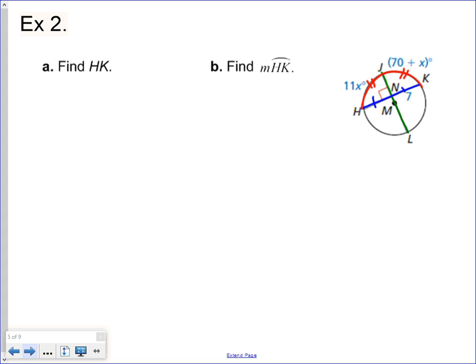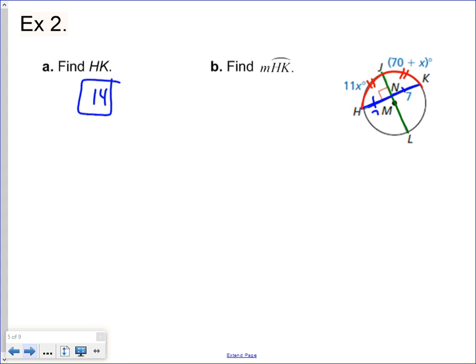First problem says find HK. Who can raise their hand? Cassie, can you get off your phone? That would be helpful. Thank you. Find the length of HK. Who can raise their hand and tell me how long HK would be? Cassie? 14. If NK is 7, NH has to be the same. 7 and 7 plus 7 is 14.